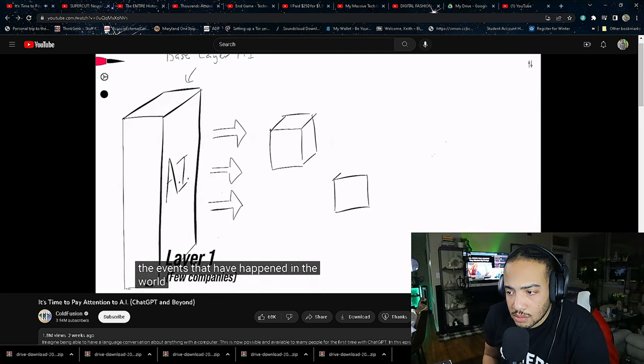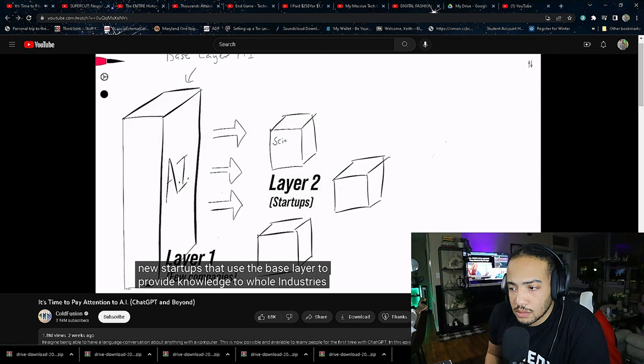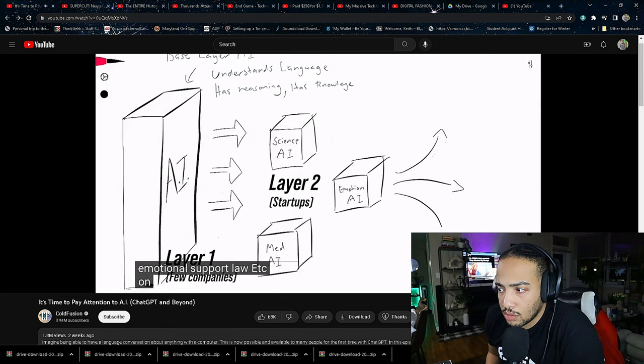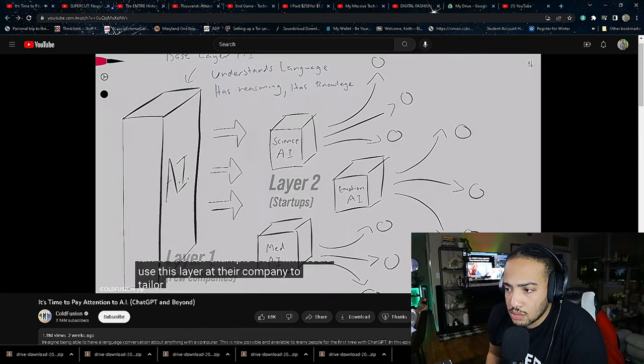On top of this base layer, there'll be new startups that use the base layer to provide knowledge to whole industries. To do this, they tweak the base layer AI and push it in a direction to become an expert in a particular field or industry. That could be science, medicine, controlling a computer interface, emotional support, law, etc. On the final layer, there'll be individual AI programs built on top of the middle layer. Law is another example. A law firm could use this layer at their company to tailor its services.